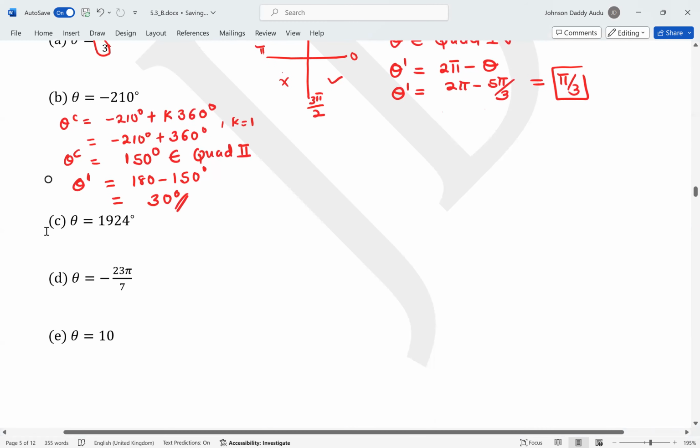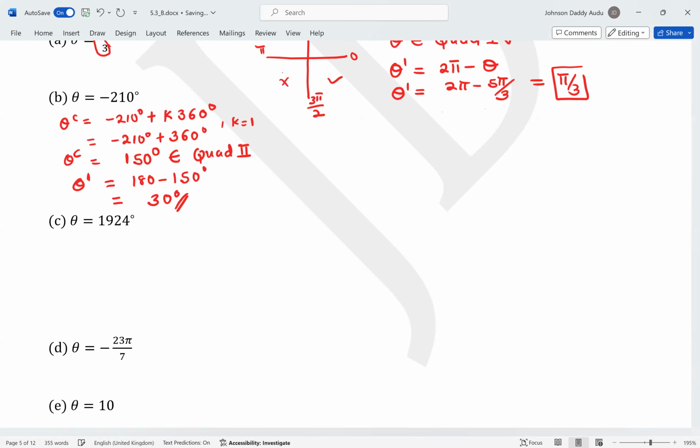Right. So similarly here, this is a big number, so we'll find the coterminal first. Coterminal is going to be 1924. But since this is very big, we can subtract k times 360 degrees, right? And now what can we take as k? We can try as many.